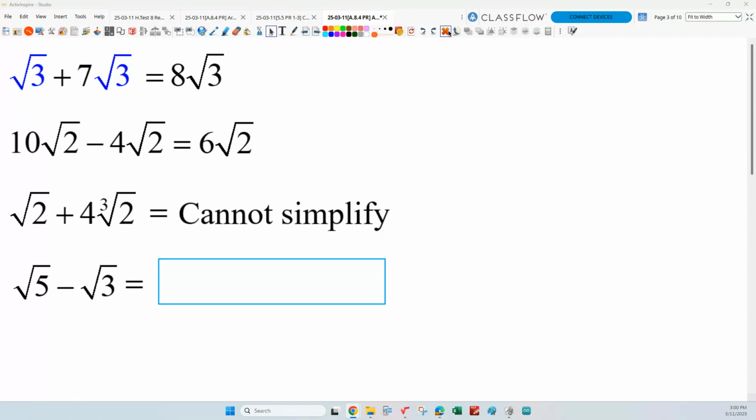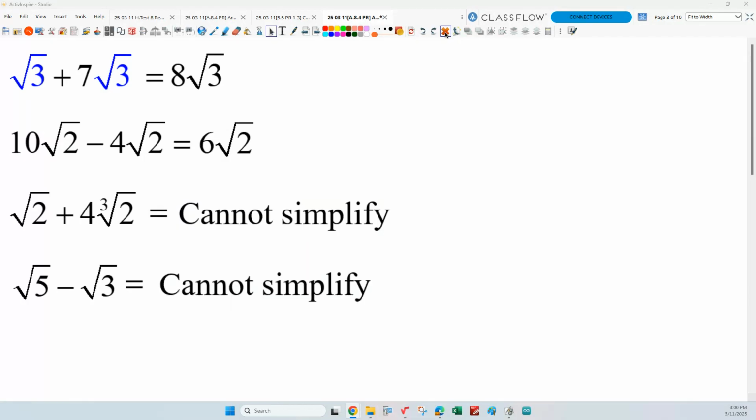Why can I not combine those? They have different radicands. Square roots of 5 and square roots of 3 are different animals. I can't combine those, right? So those stay the same. So the bottom 2 ones, it's not like the answer is it can't be done. The answer would just be it would stay the same. There's nothing additional that I can do. I can't combine the terms, okay?